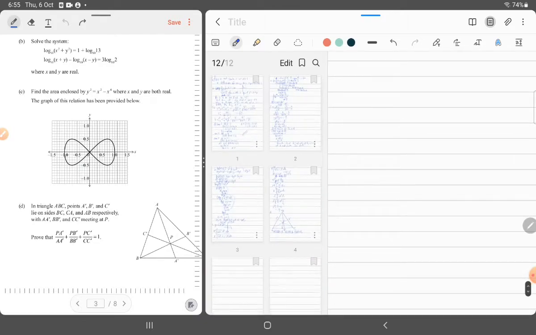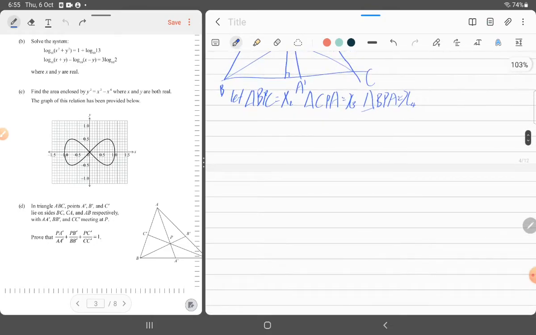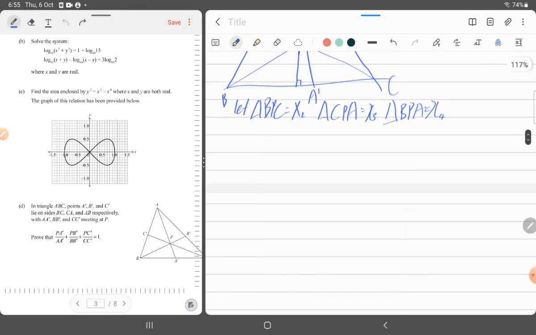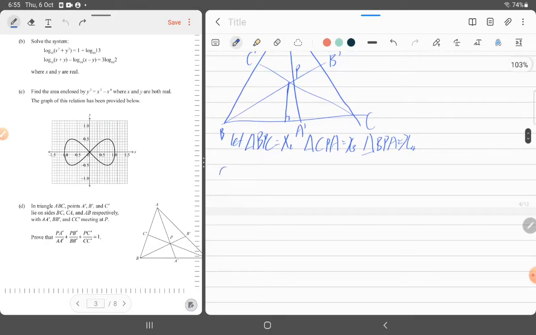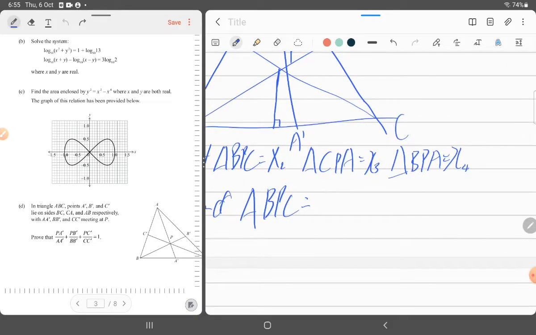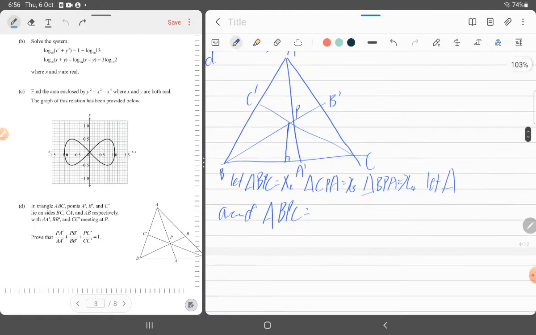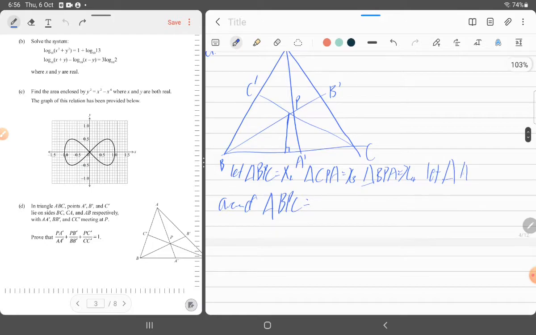Hopefully we don't run out of anything. So we get triangle... so area of triangle BPC is equal to... wait. Oh no, we get the big triangle, the big boy one, the triangle ABC. Triangle ABC equals x1.